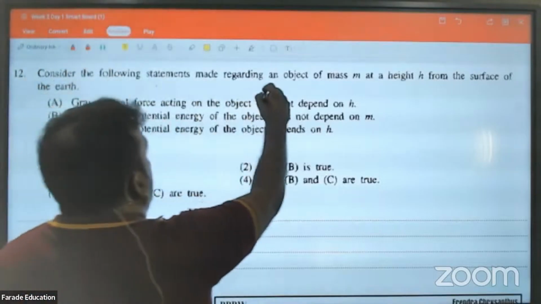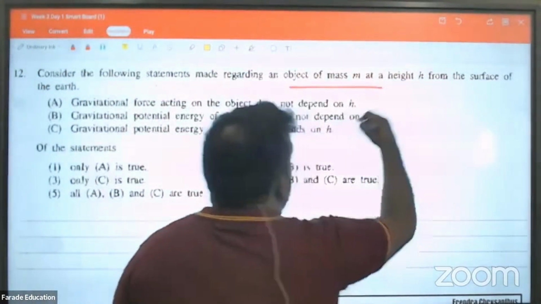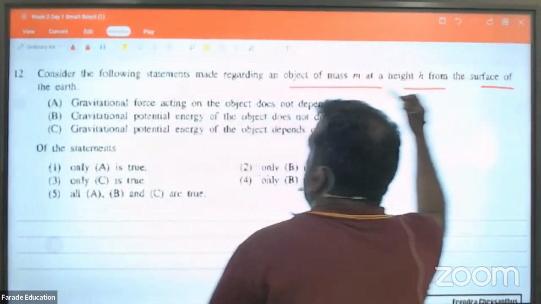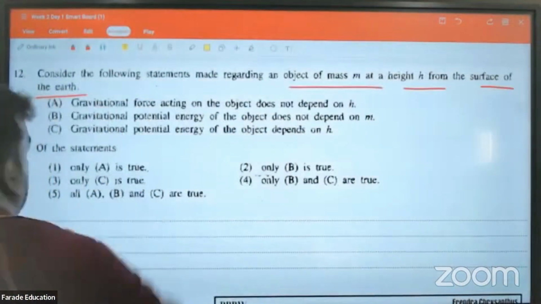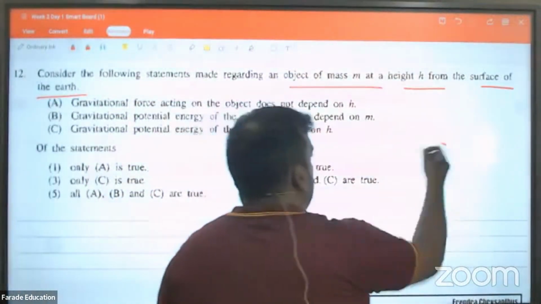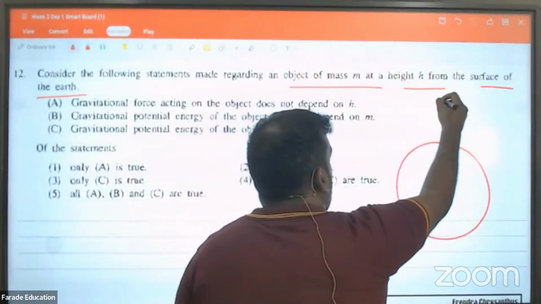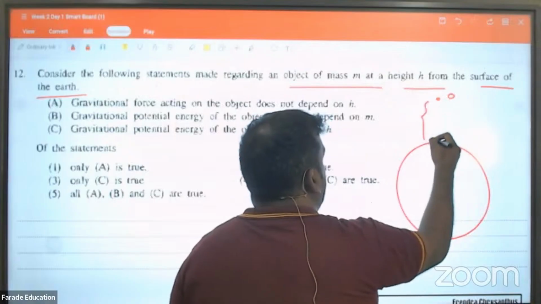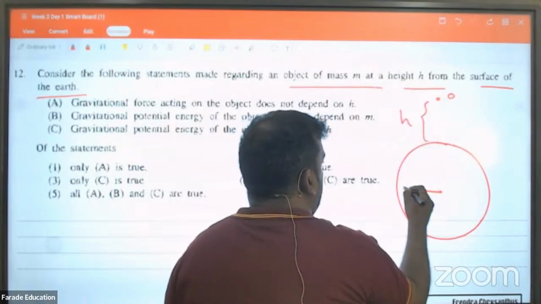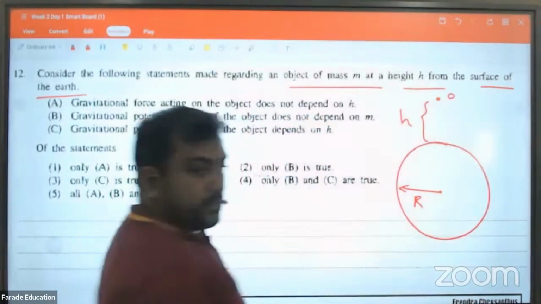Consider the following statements made regarding an object of mass m at a height h from the surface of Earth. Gravitational field. So Earth is here, the object is somewhere there at a height h. The radius of the Earth is capital R.